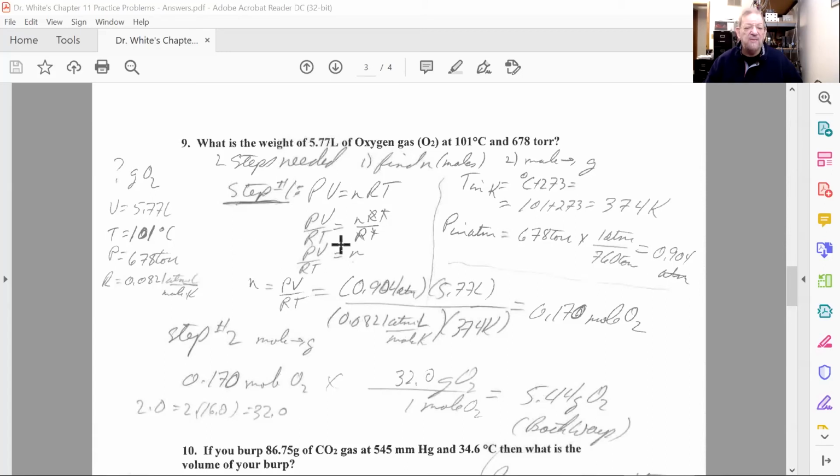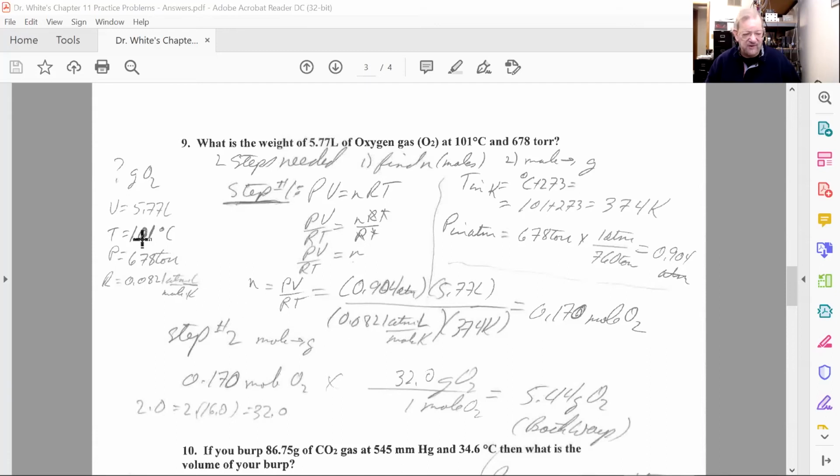Now remember, pressure has to be in atmospheres, and we converted from torr to atmospheres. Next, volume. By the way, volume I'll always give you in liters. You don't have to go from milliliters to liters. That's my gift to you. A little gift, but still a nice one. And therefore, we can put in V, 5.77. R, the universal gas law constant, is this.